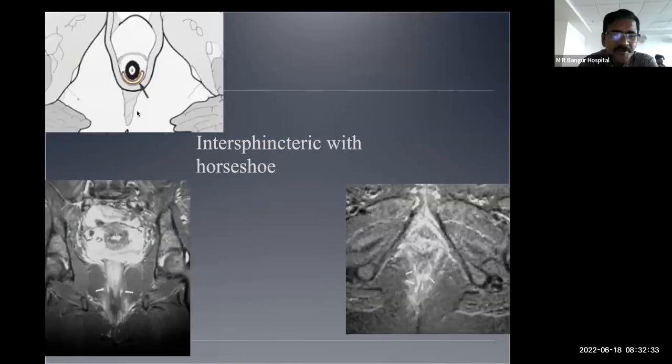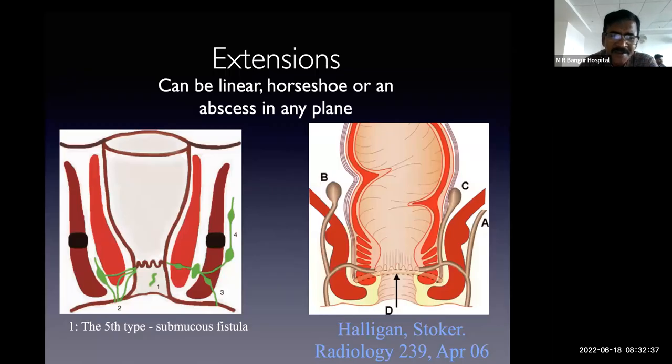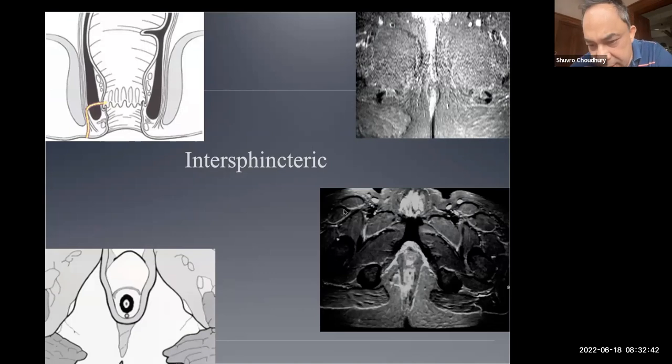Okay. Rajudari, show us the anatomy here. Yes, the last picture, the MR anatomy. So this is the urethra. Okay. This is the anal canal.